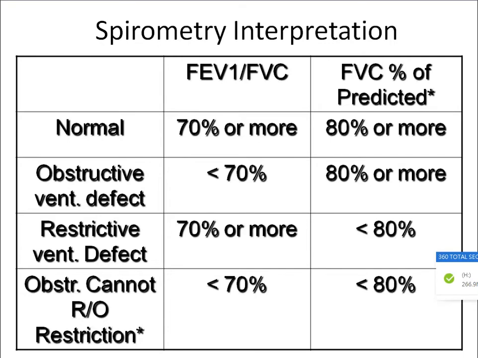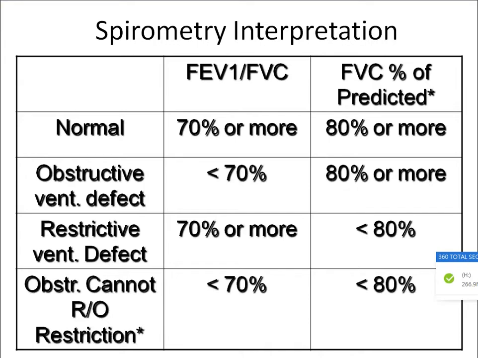So generally, how will you interpret this spirometry pulmonary function test? Normally FEV1 by FVC will be 70% or more, and FVC percent predicted will be 80% or more. In obstructive disease, the FEV1 by FVC ratio is decreased to less than 70%, and FVC will generally be 80% or more. In some cases of obstructive lung disease there may be a slightly diminished FVC, for example about 70% or 75%, but not more than that.